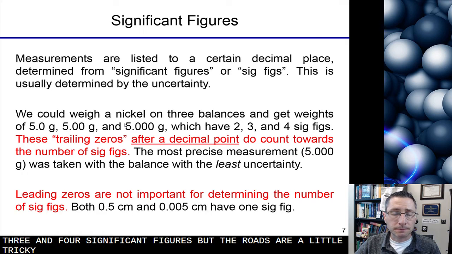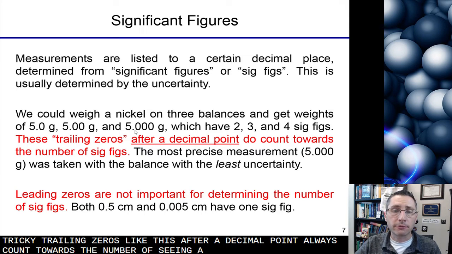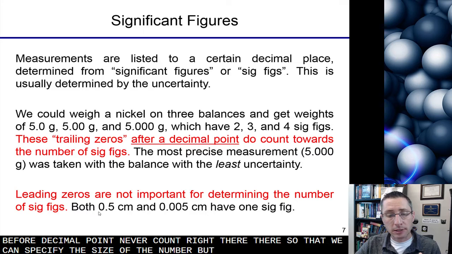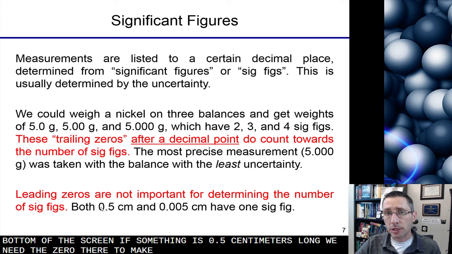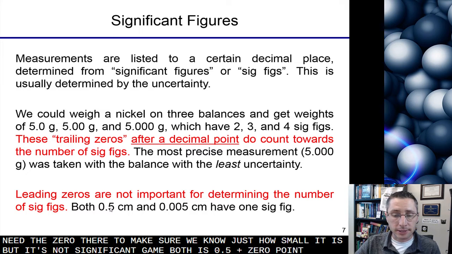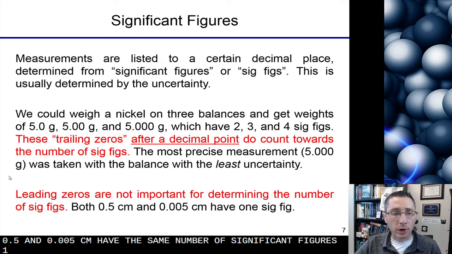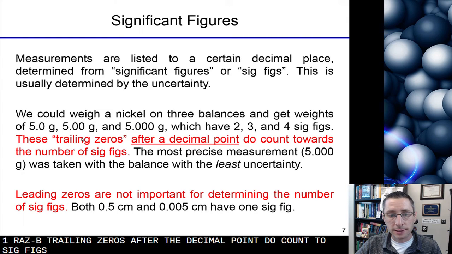But the rules are a little tricky. Trailing zeros like this after a decimal point always count towards the number of significant figures. Leading zeros before a decimal point never count. They're there so that we can specify the size of the number. So down here at the bottom of the screen, if something is 0.5 centimeters long, we need the 0 there to make sure we know just how small it is, but it's not significant. Both 0.5 and 0.005 centimeters have the same number of significant figures, 1. Whereas the trailing zeros after the decimal point do count: 2 sig figs, 3 sig figs, and 4 sig figs in these measurements, respectively.